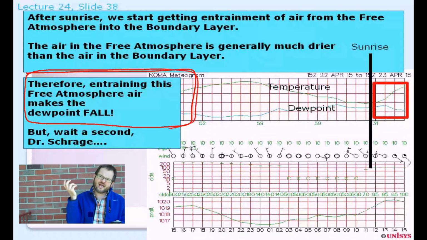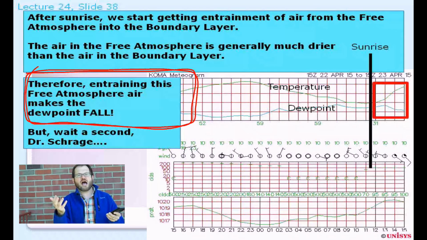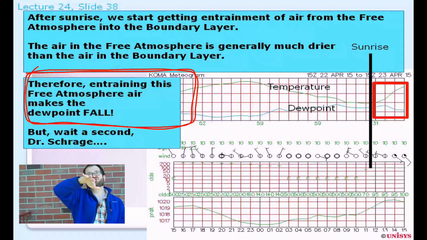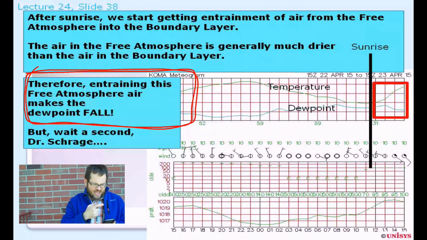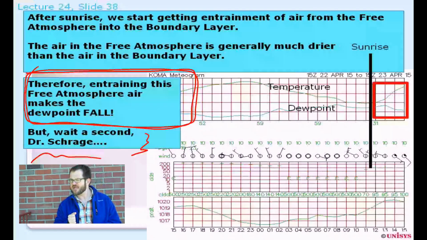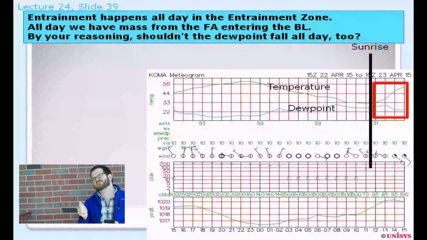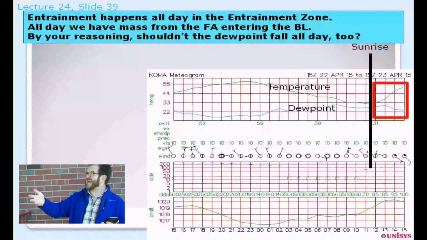And so, okay, I could kind of see what's going on here. So after sunrise, as I start growing my boundary layer, I can see how I'm bringing in this dry air from above every time a thermal plume hits ZI, and it's making the dew point fall. And you might be thinking something sounds wrong about this. You might be thinking Dr. Shruggy must be lying to me again. Because Dr. Shruggy, doesn't the boundary layer grow all day long?